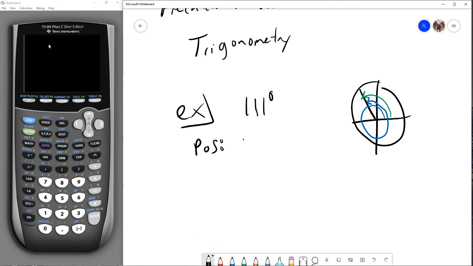Well, if I start off going 111 degrees, then if I go an additional entire rotation around the circle, that's an additional 360 degrees, and I could just add that up. And so we get 471 degrees. So 471 degrees here is coterminal with 111.